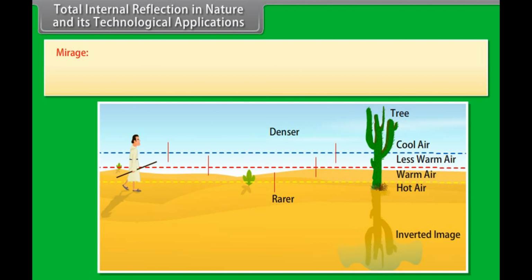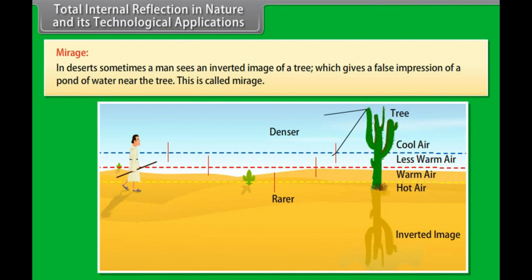Total internal reflection in nature and its technological applications. Mirage. In deserts, sometimes a man sees an inverted image of a tree, which gives a false impression of a pond of water near the tree. This is called mirage. Sparkling of diamond.